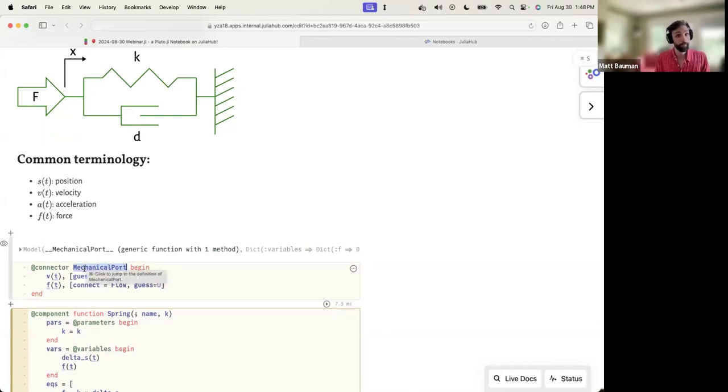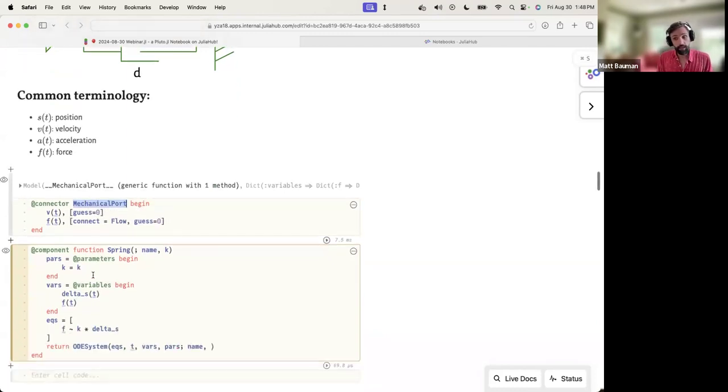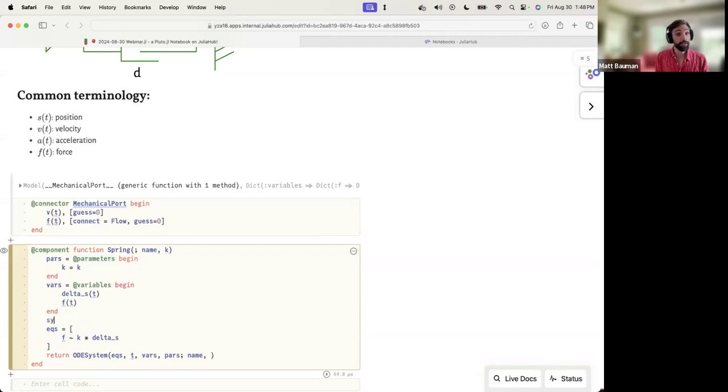Now we can use that, right? So I've evaluated this, we can use this, and that's exactly what we do in our spring, right? So now not only do we have our parameters, we have our variables, but we also have systems, other systems that can attach to or work with these things.